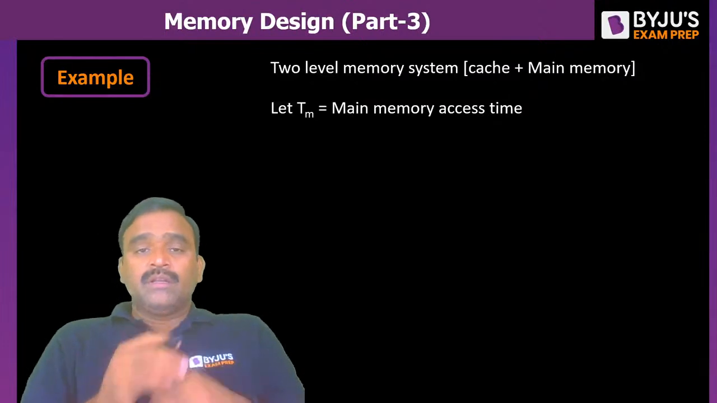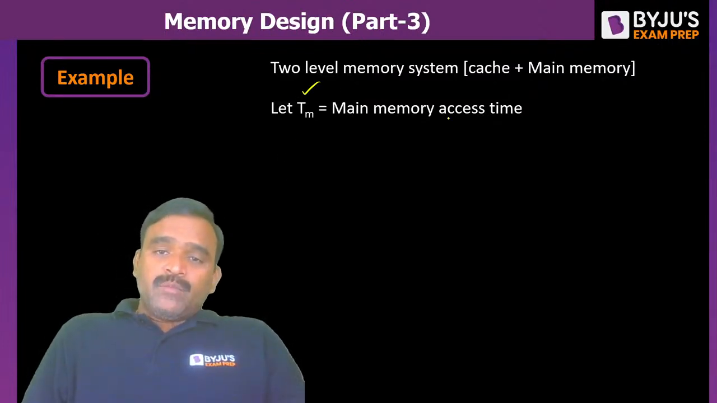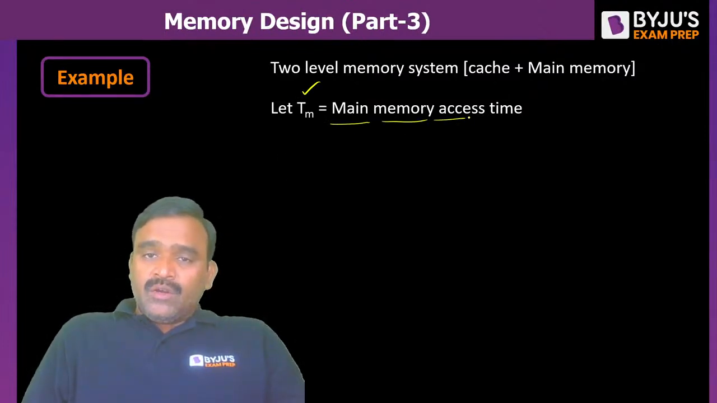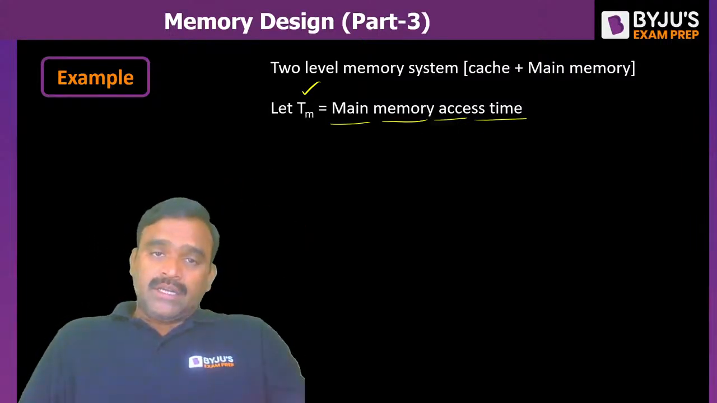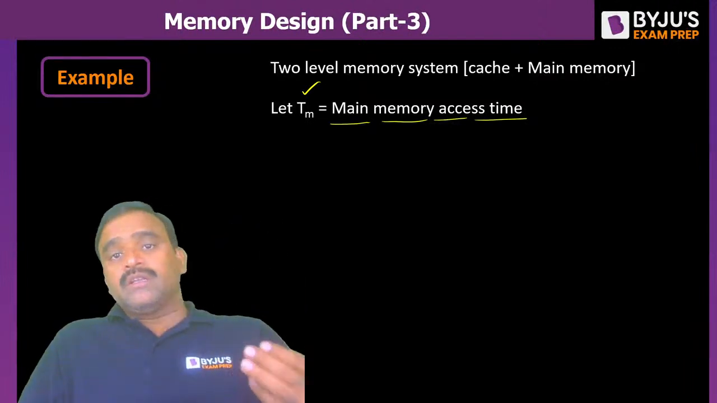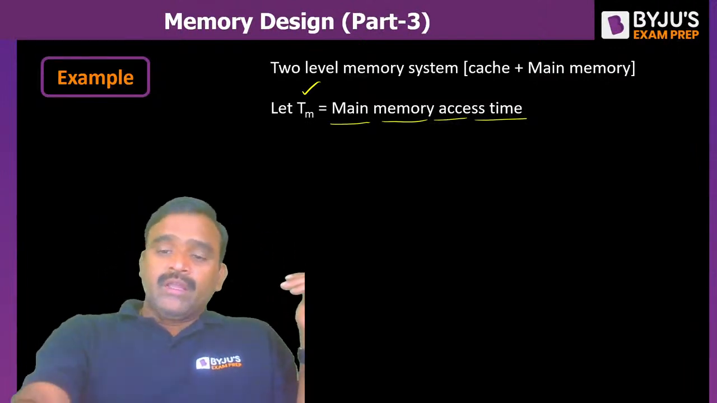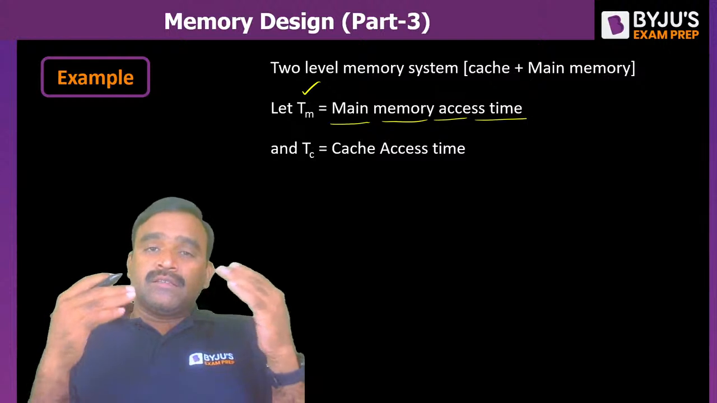This is very, very important. TM indicates memory access time, the amount of time taken to access memory, which includes either read access or write access. At a time, we perform either a read operation or a write operation. And TC indicates the access time for the cache.